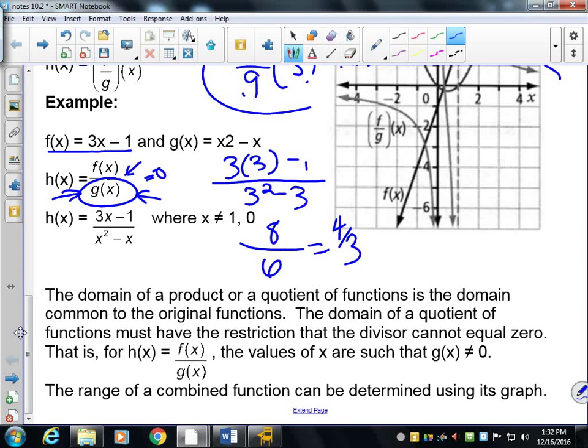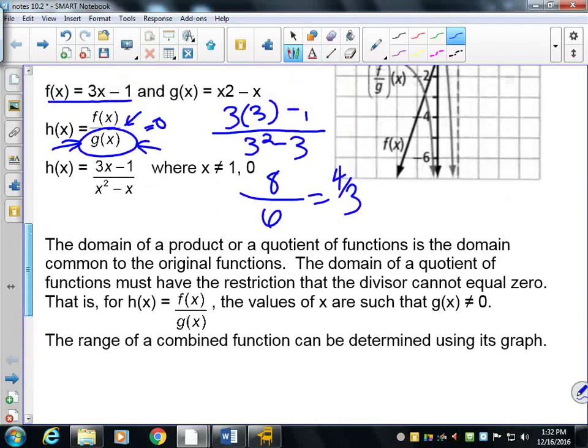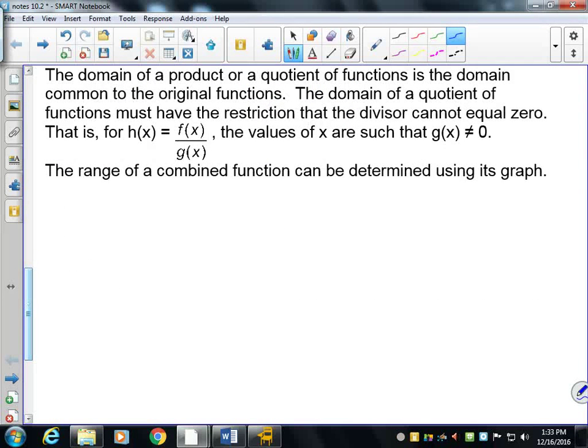So, at 0 and 1 is where g of x equals 0. Oh, sorry. You're right. I'll give it to you. So how do we write that is what I want to ask you, because there's 2 points that don't exist, but the rest exist.